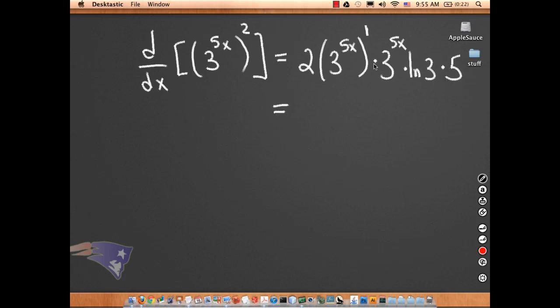Now I have to put this all back together. The 2 and the 5 I can multiply and get the number 10. So this is 10 natural log 3 times, these have the same base, so I can add their powers. 3 to the 5x times 3 to the 5x is 3 to the 10x. And that's the derivative. So the power rule still applies. Okay?